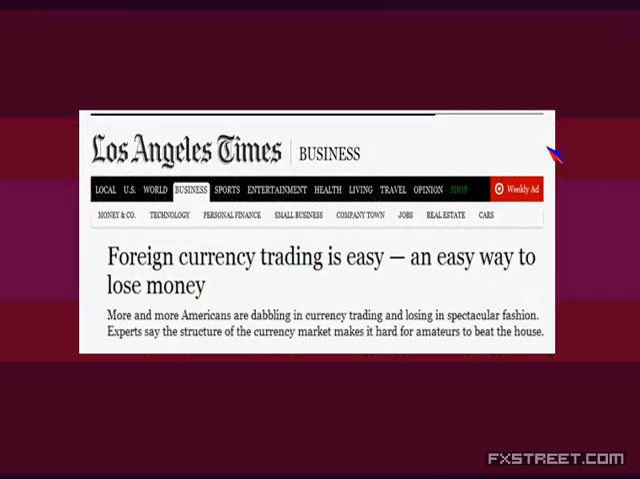All right, so let's start out. I've shown this slide before, but I really think it hits home. This was an article in the Los Angeles Times some time ago, where I trade and where I live, and it speaks of tremendous importance. It talks about Forex trading, and it says Forex currency trading is easy. In fact, it's an easy way to lose money. More and more Americans are dabbling in currency trading and losing in spectacular fashion. Experts say the structure of the currency markets makes it hard for amateurs to beat the house.